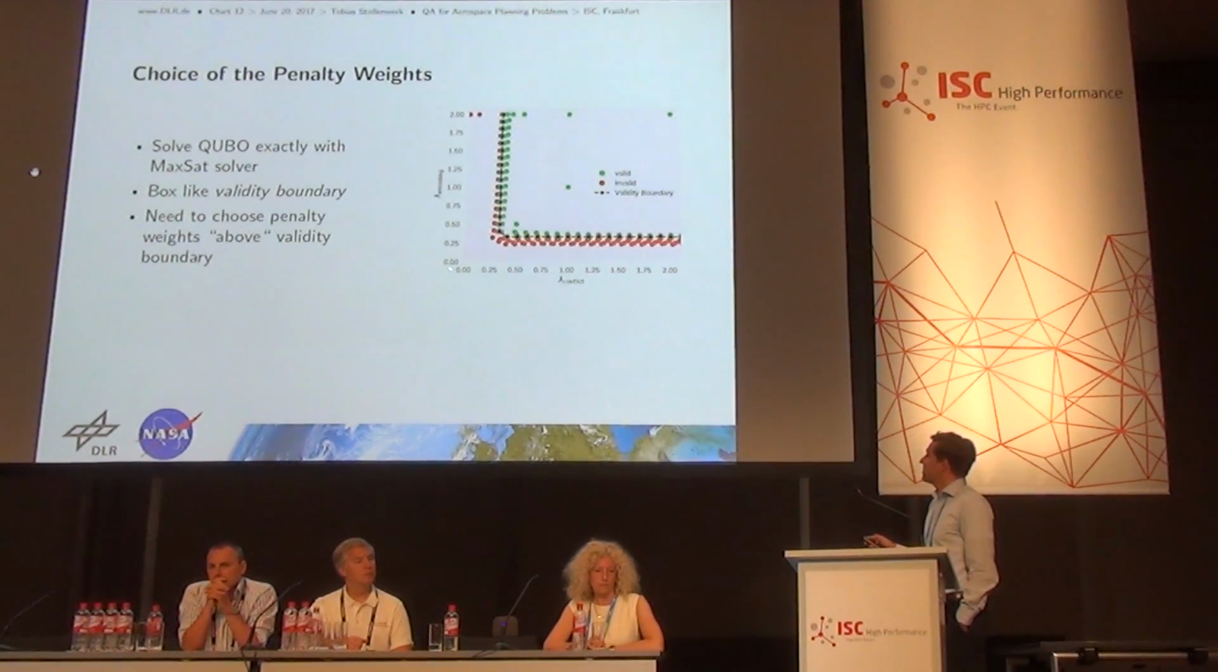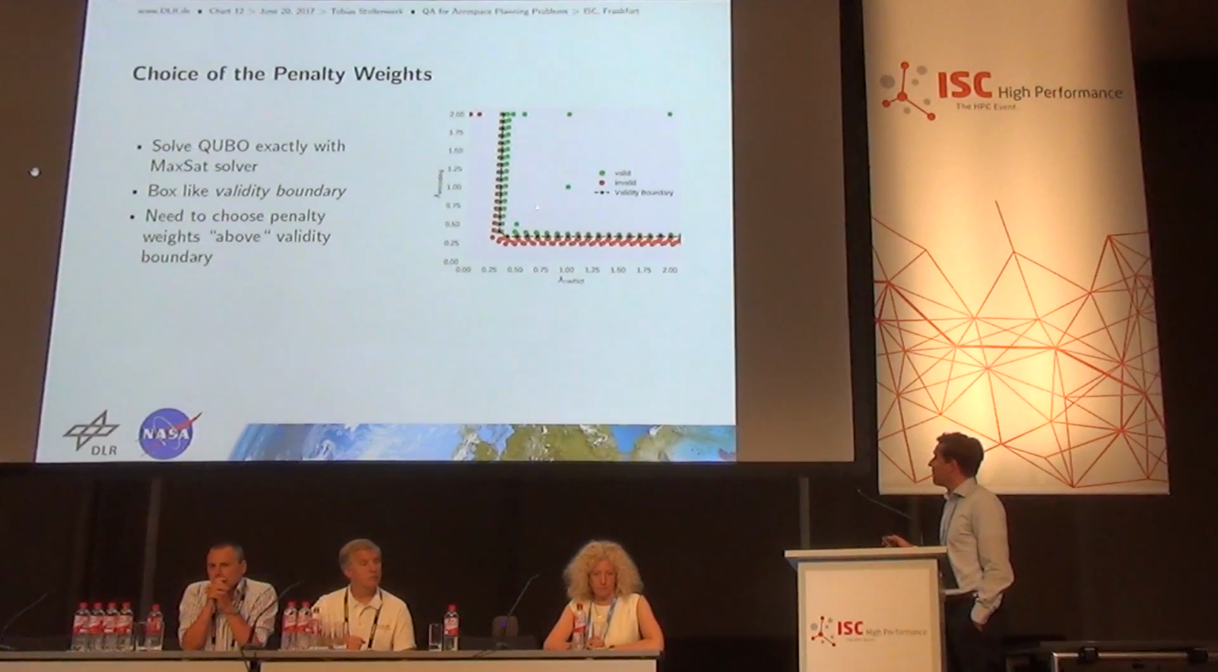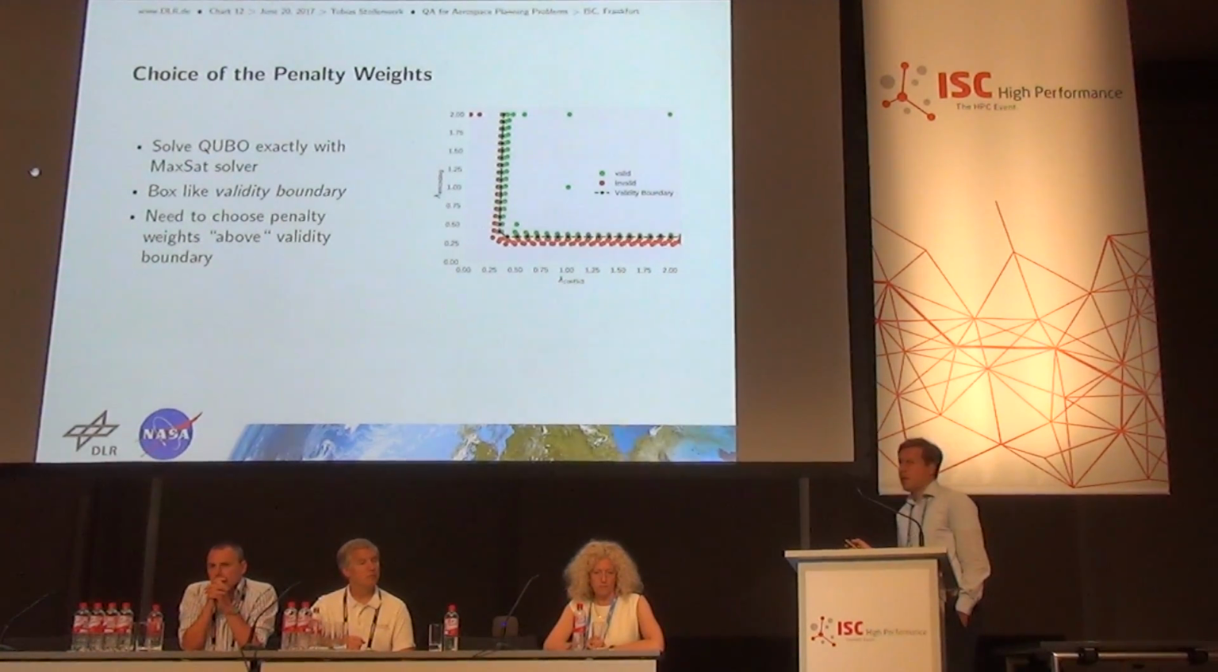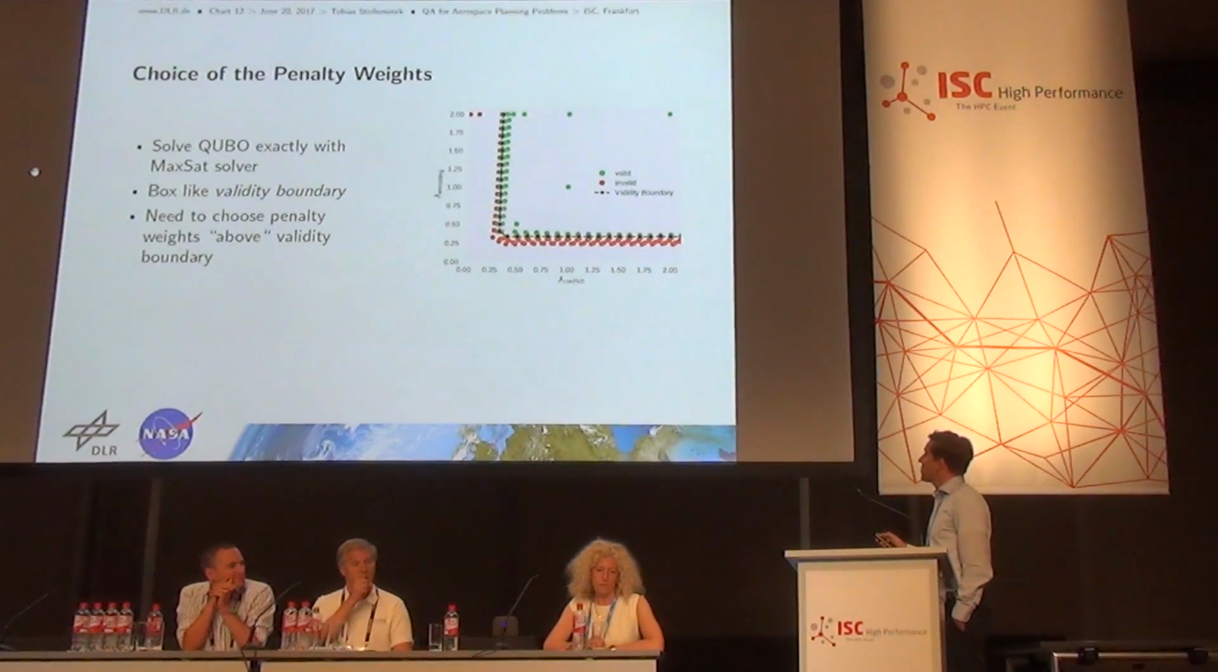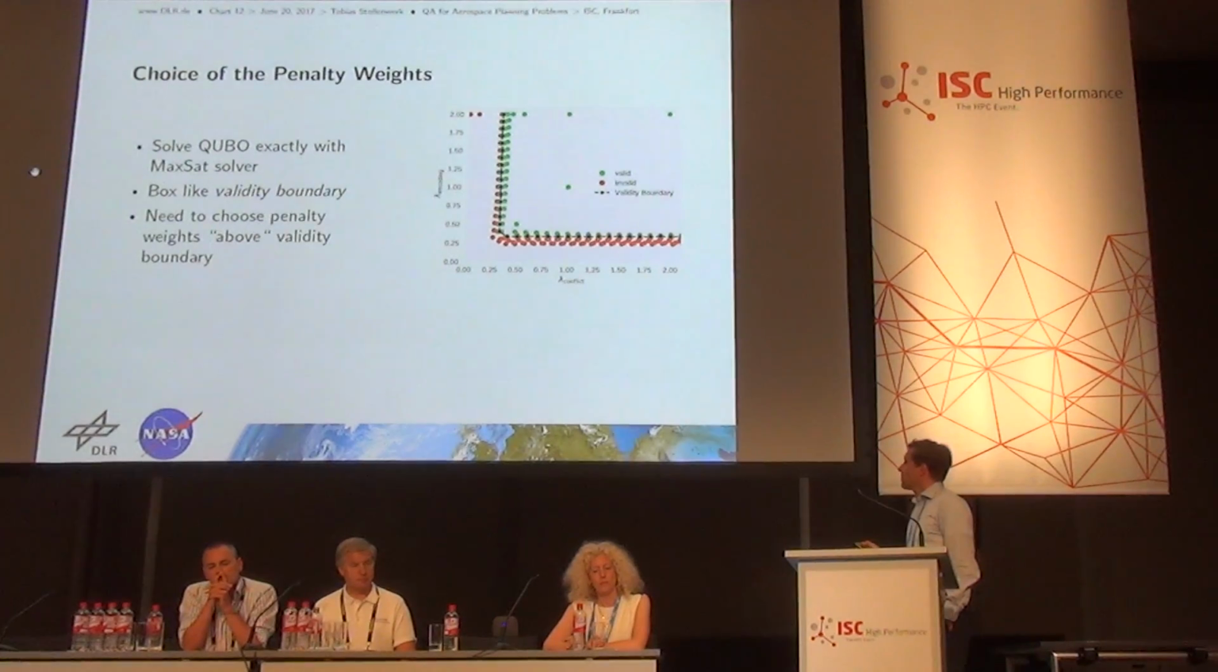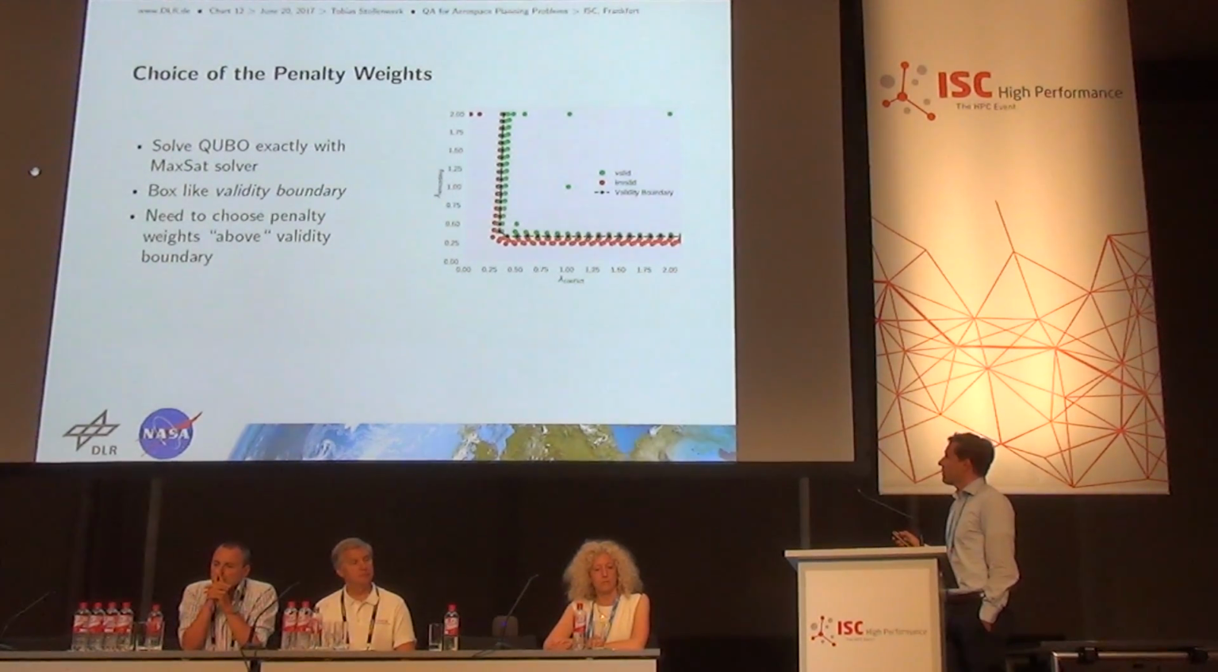So this axis is the one penalty weight, and this is the other penalty weight, and the green dots are valid solutions, so where the constraint contributions vanish, and the red dots are the cases where the constraint contributions do not vanish, so the constraints are not fulfilled. And you can see that you have something like a box here, so you have to make sure to keep your penalty weights above this black boundary here.